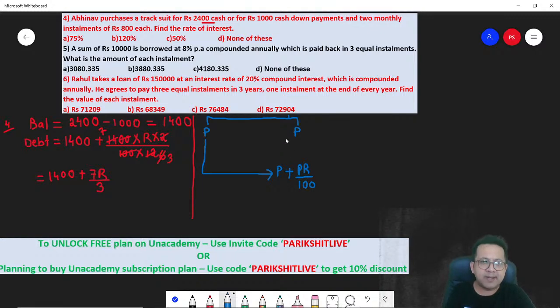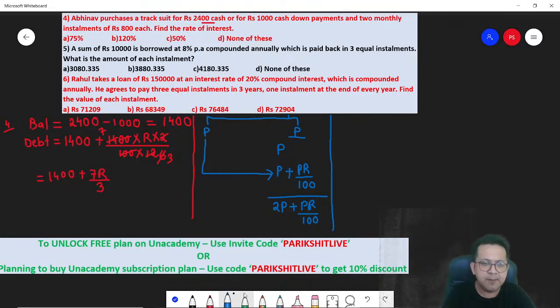Now, whatever money you return at the end of the second month, the bank cannot earn interest on it, because you return just in time. It was due in 2 months, you return at the end of 2 months. No interest on it. So at the end of 2 months, how much money will the bank have in its savings account? 2P plus PR by 100. Correct? So let's substitute the value.